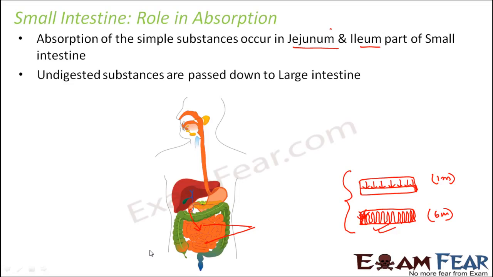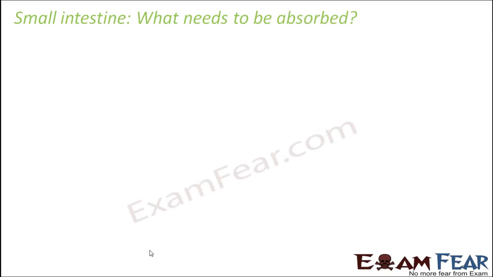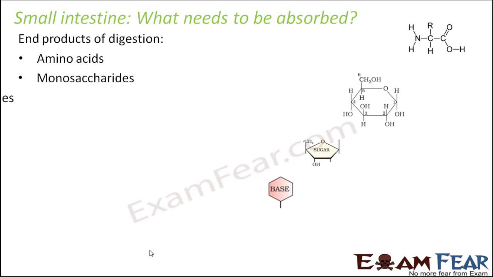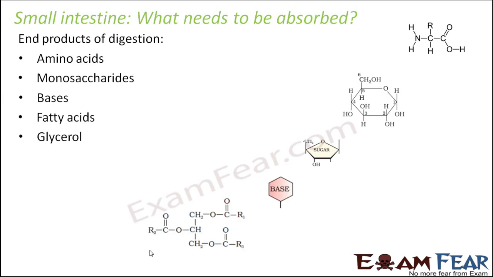Now let us look at the process of absorption even more closely. What all needs to be absorbed in the small intestine? Obviously the products of complete digestion. And what were the products of complete digestion? The end products of digestion were amino acids, monosaccharides, bases, fatty acids, glycerol, water, and electrolytes. So these are the things which need to be absorbed. Now we will see where and how they get absorbed, and what mechanism is followed for the absorption of all these end products of digestion.